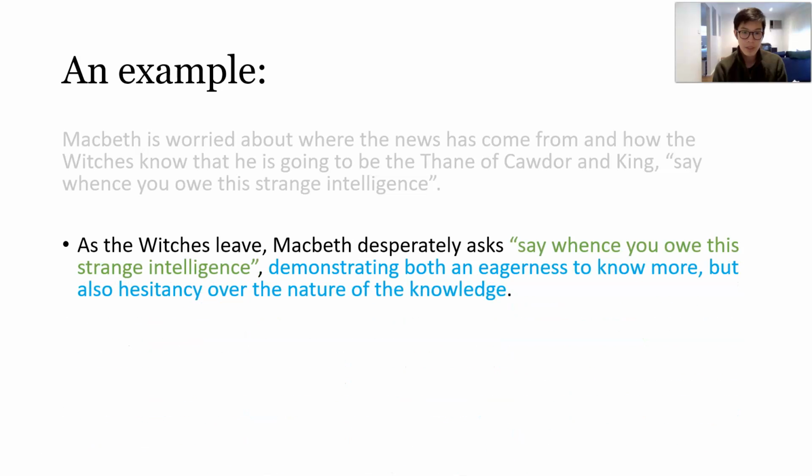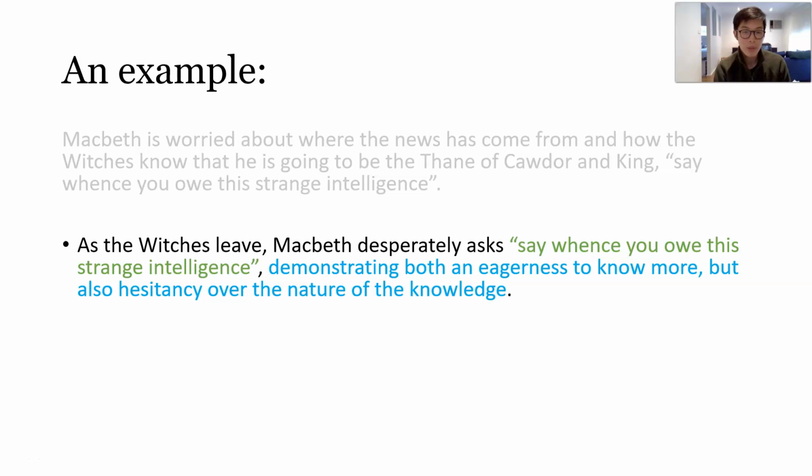So, as the witches leave, Macbeth desperately asks, "Say whence you owe this strange intelligence." The green text is the evidence. It's the quote from the play that we can use. The blue part here is the analysis, the explanation of the relevance and the importance of this evidence, an explanation of what it means. As the witches leave, Macbeth desperately asks, "Say whence you owe this strange intelligence," demonstrating both an eagerness to know more, but also hesitancy over the nature of the knowledge.